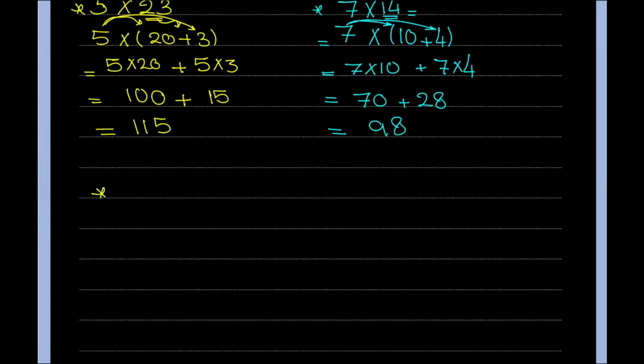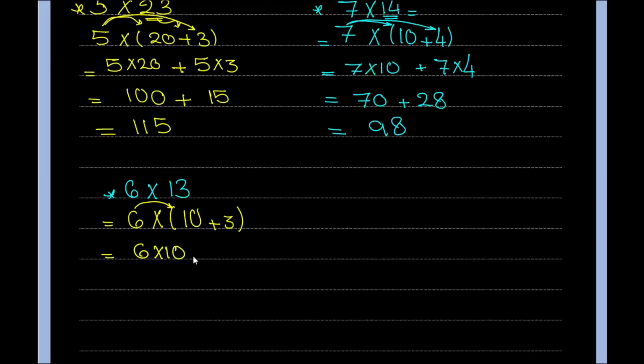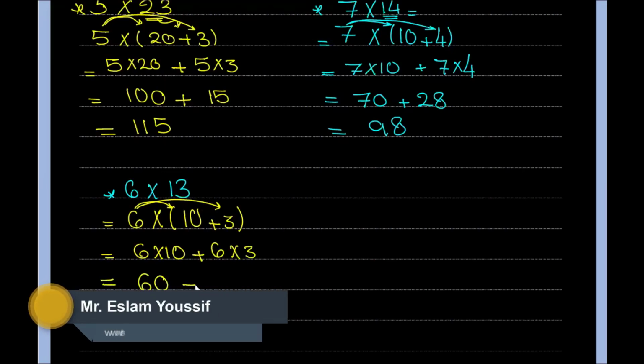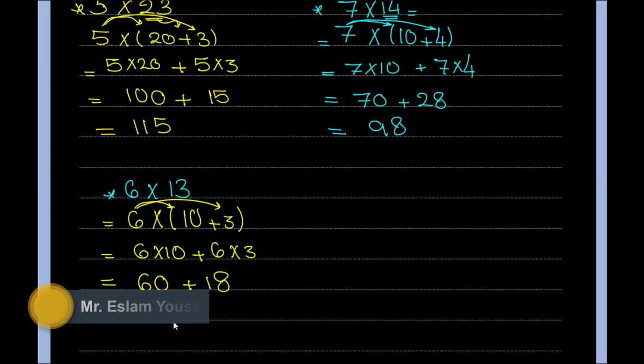Again for this one. Choose any number, like 6 times 13. How can we multiply this one? All I have to do is leave 6 without any change. Then times. 13 will be 10 plus 3. Then by using the distributive property, just distribute 6 times 10 plus 6 times 3. 6 times 10 equals 60. 6 times 3 equals 18. By adding, it will be 78.